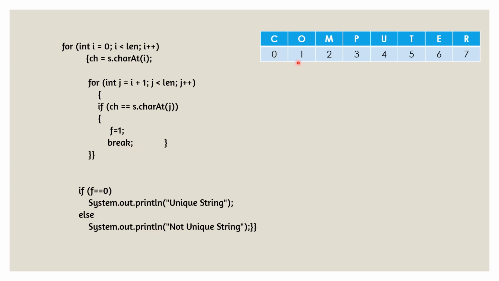Otherwise, if it is not repeating, then all characters one by one will be taken and checked whether the character is there or not. So here we break and then System.out here. If f is equal to 0, that means the characters are not repeating. Then it is a unique string or unique word. Otherwise, it is not a unique string.